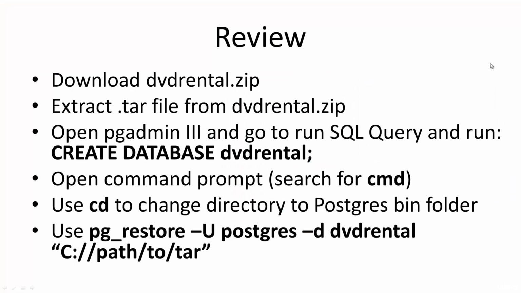Alright, so for a very quick overview of everything we just did, you had to download the zip file for dvdrental, extract the .tar file from dvdrental.zip, open up pgAdmin, and then run that SQL query that we showed, which was create database dvdrental, semicolon. Then you had to open your command prompt. You could do that by searching cmd. You had to use cd to change directory to the Postgres bin folder, like we showed. And then you had to use the command pg_restore -U postgres -d dvdrental, and then encapsulate in quotes the file path to your .tar file.